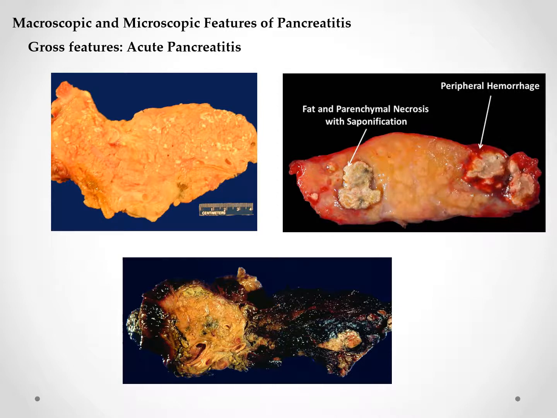What we can see grossly in acute pancreatitis: the first slide shows a mild case of acute pancreatitis in which necrotic tissue is scattered in the pancreatic tissue, as seen here, in the white patchy areas. In moderate pancreatitis, the necrotic area is more clear and white in color, with a chalky appearance. And there is a hemorrhagic area surrounding the necrotic tissue, as shown here.